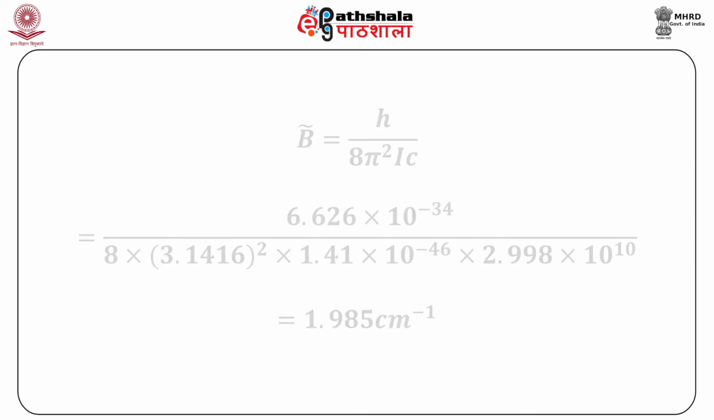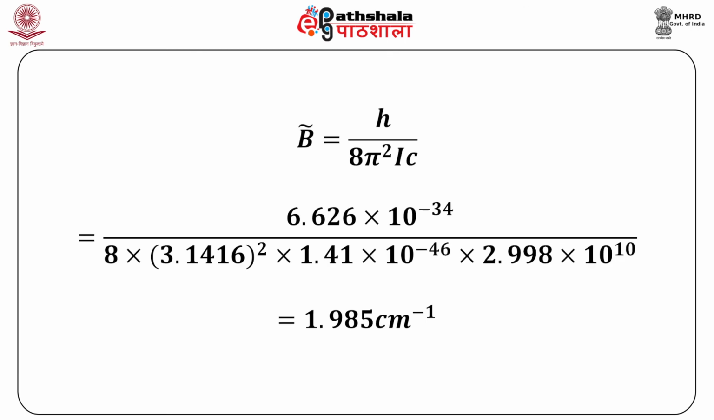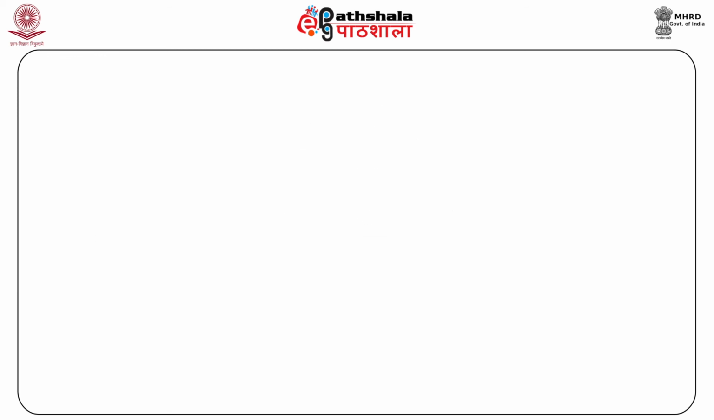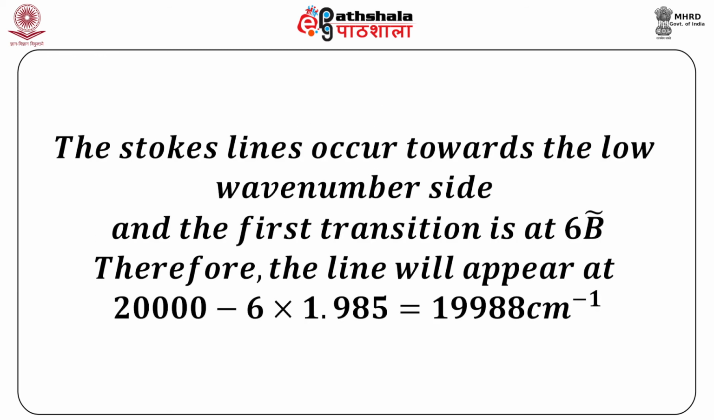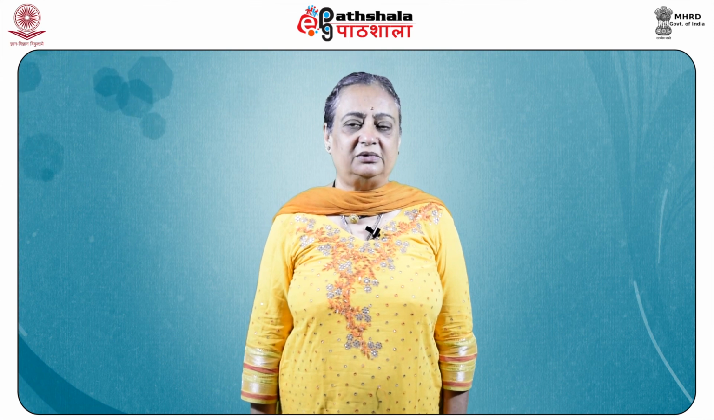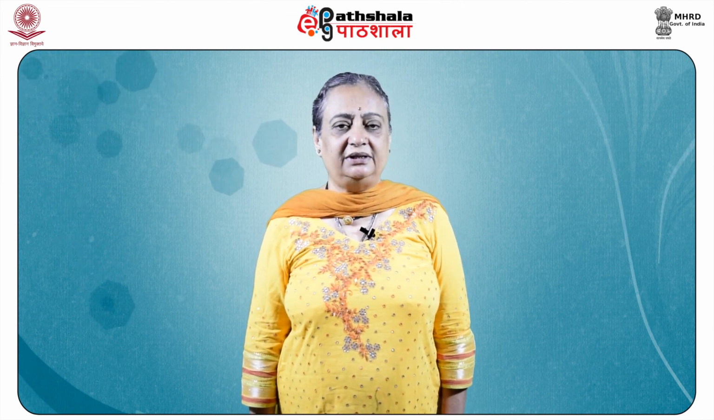You can find out the rotational constant also, which turns out to be, using the same formula, b bar = h by 8 pi square I c, and you find that the value turns out to be 1.985 centimeter inverse. The Stokes lines occur toward the low wave number side, and the first transition is at 6 b bar. Therefore, the line will appear at 6 into 1.985 subtracted from 20,000, and this gives you 19,988 centimeter inverse. So, this is how you can get the rotational constants of diatomic molecules using rotational Raman spectroscopy.